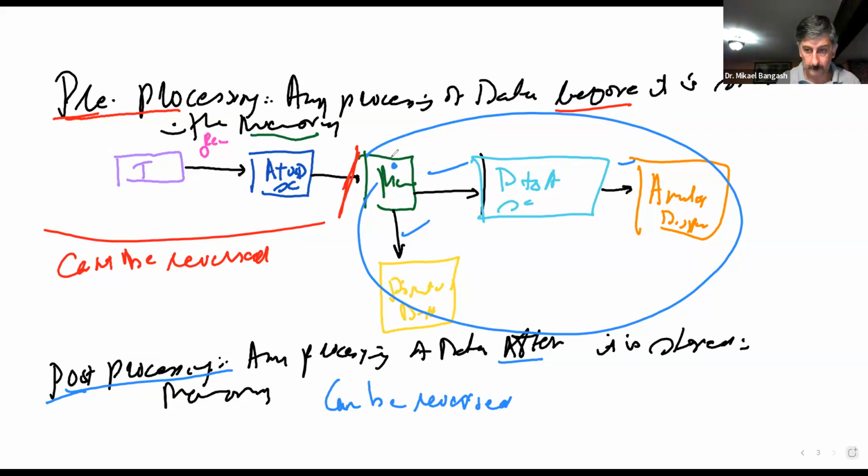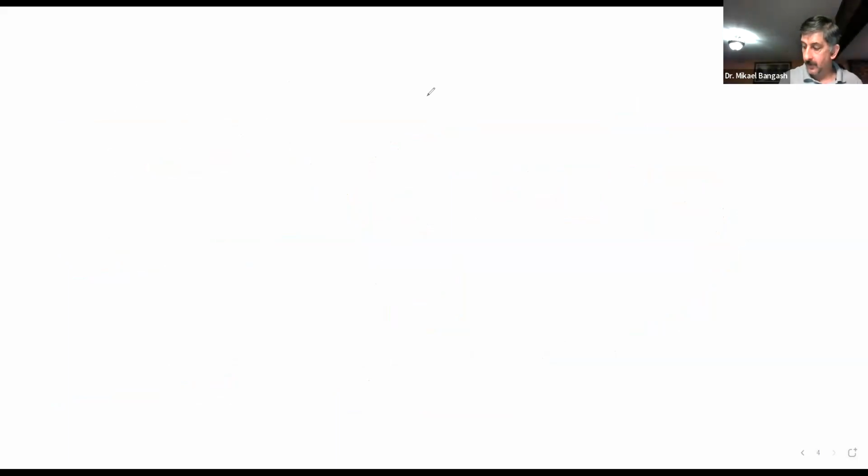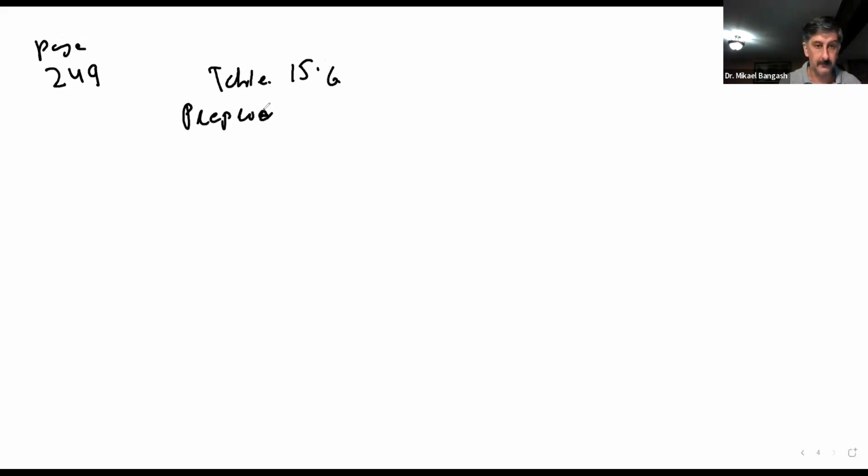Now, girls, in your book on page 249, you may see a table that says 15.6, which mainly lists the different processes that are considered to be pre-processing, and different processes that are going to be considered post-processing.